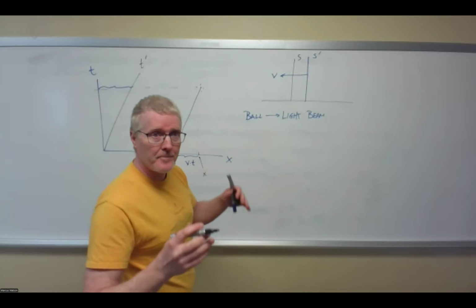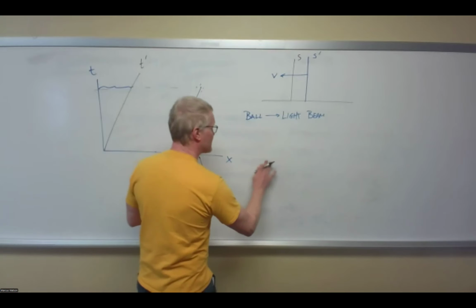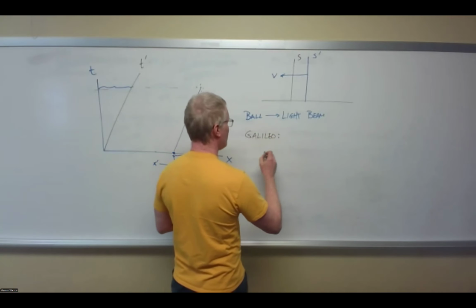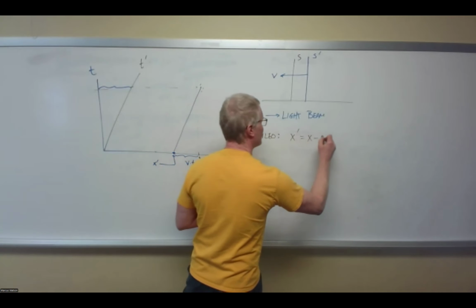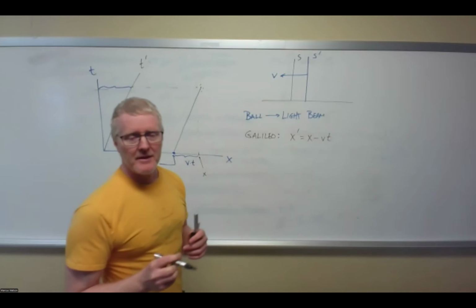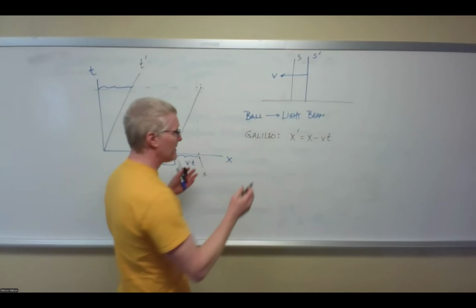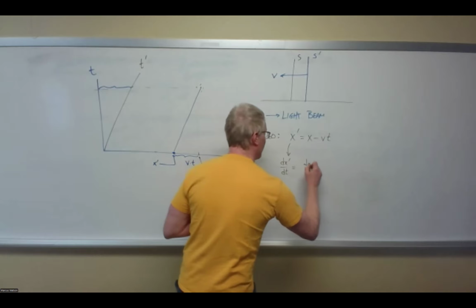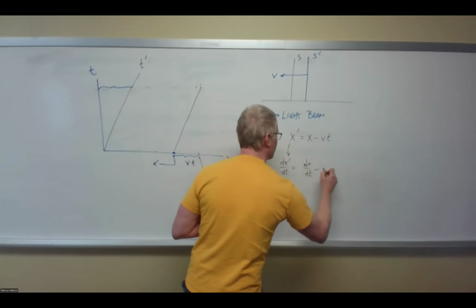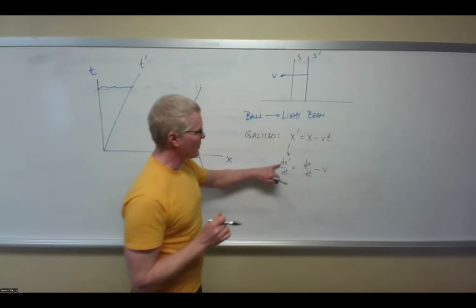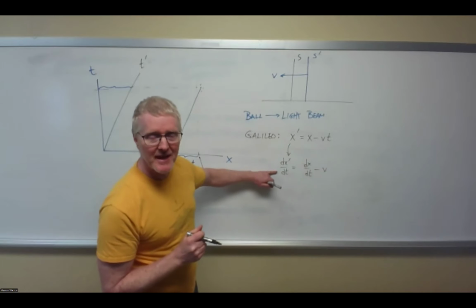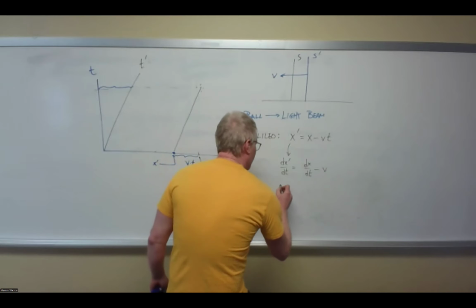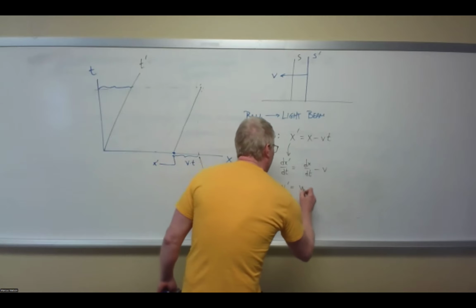If you look at the answer that Galileo gave us, Galileo says that x prime equals x minus vt. Now if I just time differentiate this entire thing, I'm going to get dx prime/dt equaling dx/dt minus v. In other words, what does the prime frame see as the speed of the event? This is, say, w prime equals w minus v.